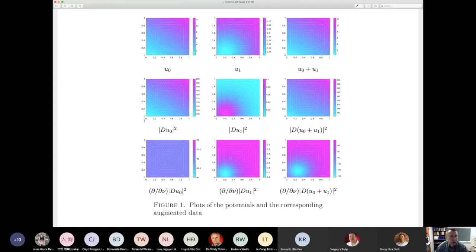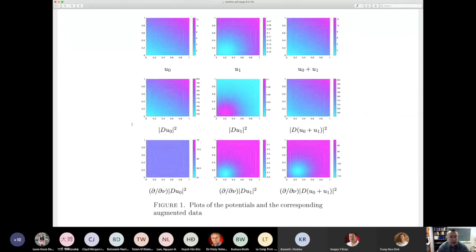So in the top row, I have the plot of the function U0, U1, and their sum. So what to look at here, and I hope you can see this on the screen, I hope it's large enough, is that the scale of U0 is from 2 to 12, so it's of order like 1 or 10. If we look at the perturbation, it goes from negative 0.15 to negative 0.07, and then for the sum, of course, U0 is going to dominate, and we have the scale from 2 to 12 here. So again, of order, I guess, 1 or 10.